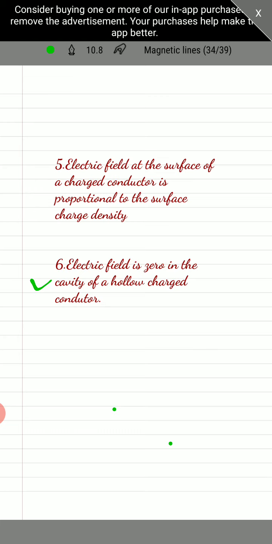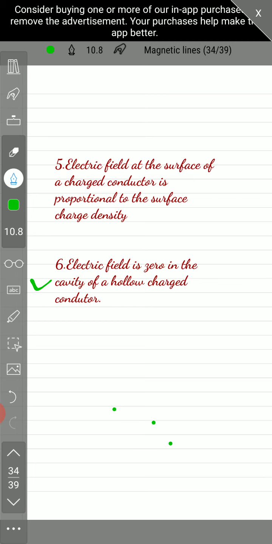But this is a very useful application, because this is actually called electrostatic shielding, because it provides shielding to the sensitive components of electronic devices. So it saves those devices from any external disturbance by placing metal shields around them. So now in the coming video I will be showing you how the electric field at the surface of a charged conductor is proportional to the surface charge density, and how electric field is zero in the cavity of a hollow charged conductor.